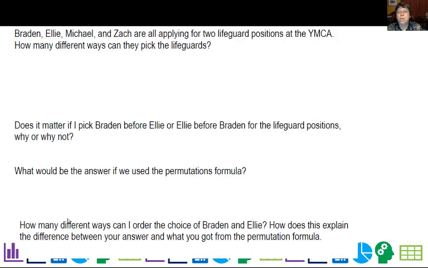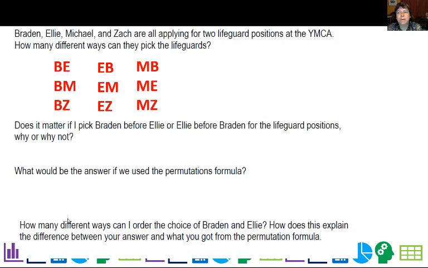Well, let's go ahead and take a look and actually list this out. The numbers are not too big, so we can do this by hand. We could pick Braden and Ellie, or Braden and Michael, or Braden and Zach. Or we could pick Ellie and Braden, Ellie and Michael, Ellie and Zach. Or Michael and Braden, Michael and Ellie, Michael and Zach. Or Zach and Braden, Zach and Ellie, and Zach and Michael.